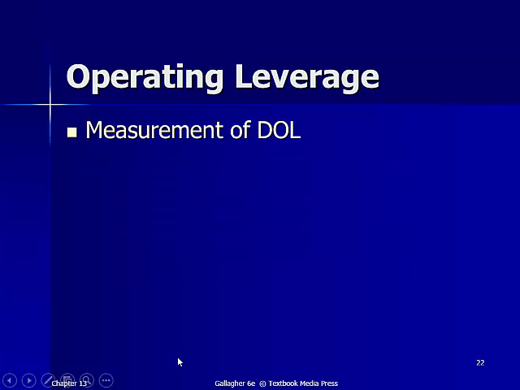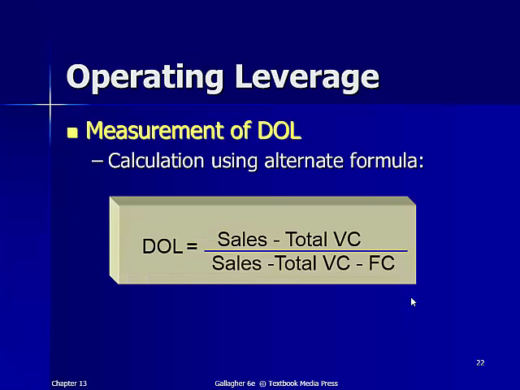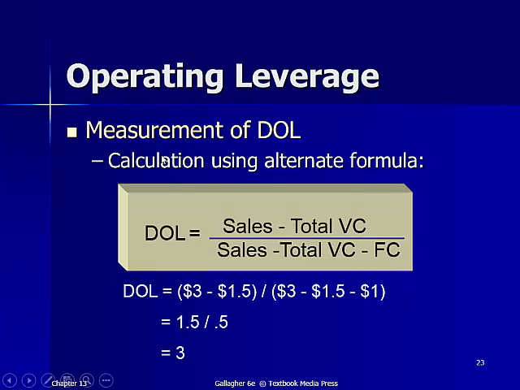So you can see that the percent change version of the operating leverage formula gives us the same number as this alternate version of the formula. The reason we have this alternate version is to help us understand the source of this leverage effect. See, we have the minus fixed costs in the denominator that does not appear in the numerator. So that's the only difference between the numerator and the denominator.